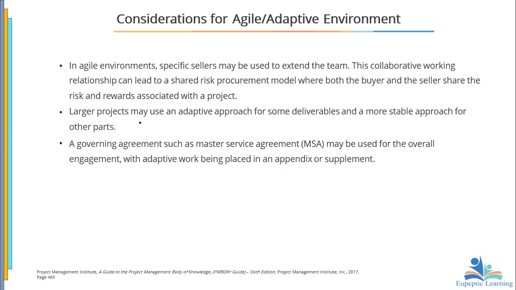A large project may use an adaptive approach for some deliverables and a more stable approach for other parts. A governing agreement such as a Master Service Agreement, MSA, may be used for the overall engagement, with adaptive work being placed in an appendix or supplement. It all depends. So if you are within the agile environment, there's a way you go about procurement management.